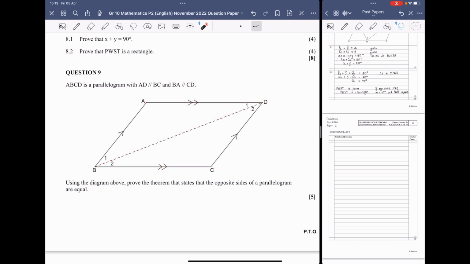And similarly, from these parallel lines, I can say that this angle is going to be equal to this angle. Then I've got two angles and one side. And so I can say that the triangles are congruent. Now, if the triangles are congruent, that means that this line is equal to this line, and this line is equal to this line in length. And then from that, I can prove that the opposite sides of the parallelogram are equal.